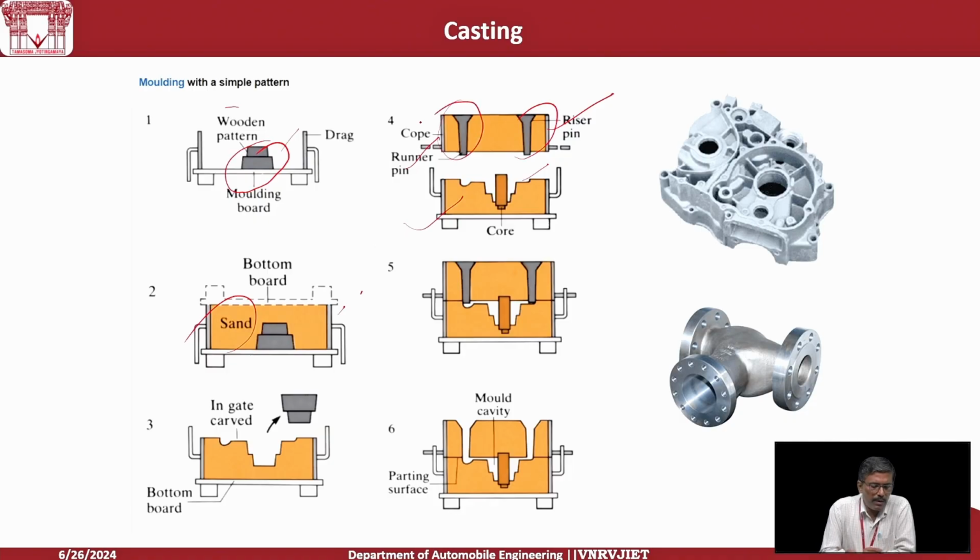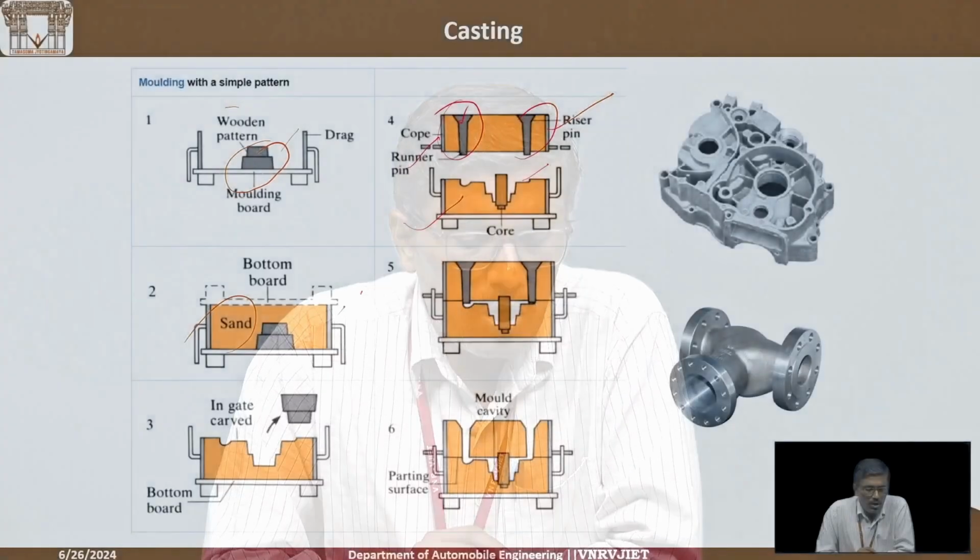The purpose of the runner pin is to pour the raw material, the liquid material, into this mold cavity. The purpose of the riser pin is to identify whether the mold cavity is filled or not, and it also acts as a reservoir to avoid shrinkage during the solidification process.